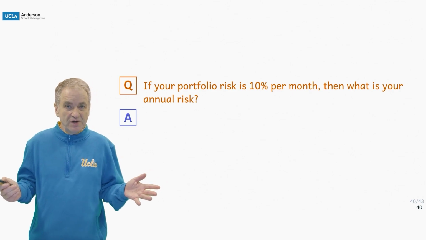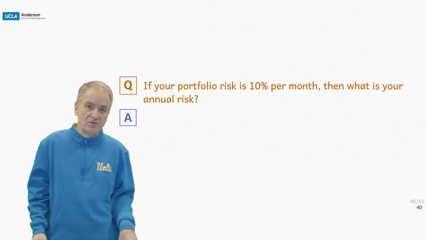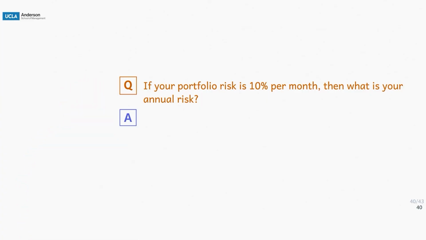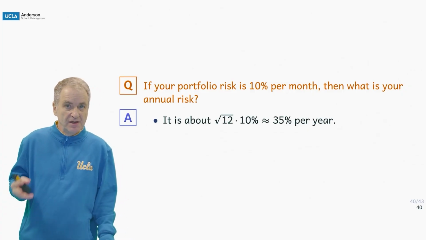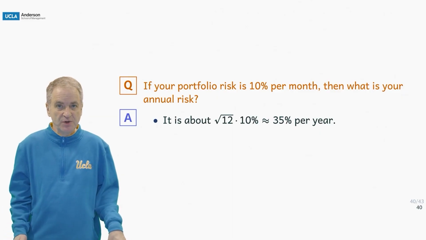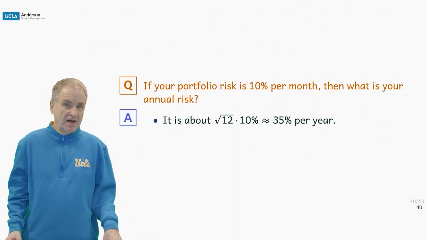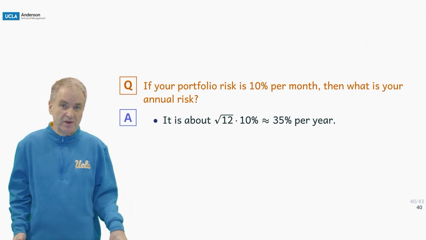If your portfolio risk is 10% per month, then what is your annual risk? Please pause this video now, answer the question on a piece of paper, and then continue. Well, it's got to grow with the square root of t. There's 12 months in a year, so it's going to be about 35% per year. Pretty cool. And I can annualize and unannualize, and it goes with the square root, not with linear numbers like the expected rate of return.